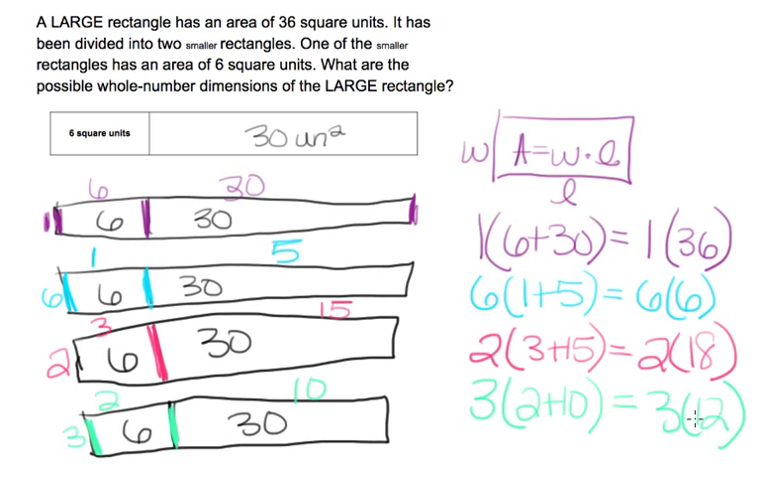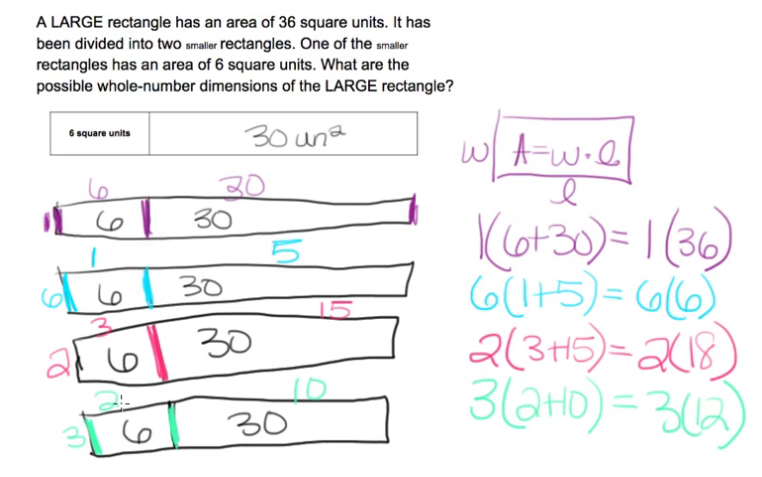We can also check to make sure these all equal 36 square units, just like it was supposed to. So we have a 1 by 36, 1 times 36 equals 36. We have a 6 by 6, 6 times 6 equals 36. We have a 2 by 18, 2 times 18 equals 36. And we have a 3 by 12, 3 times 12 equals 36.